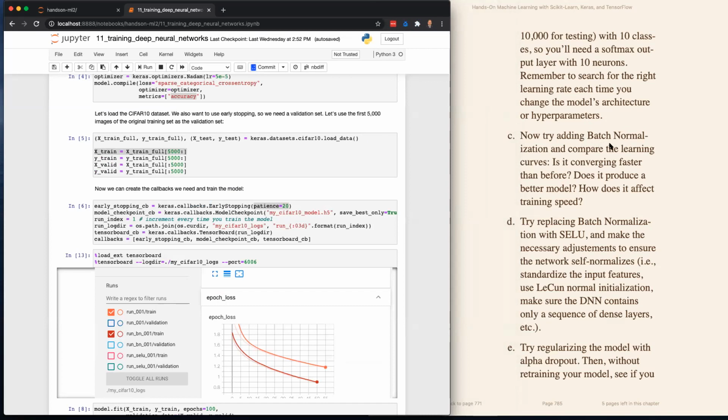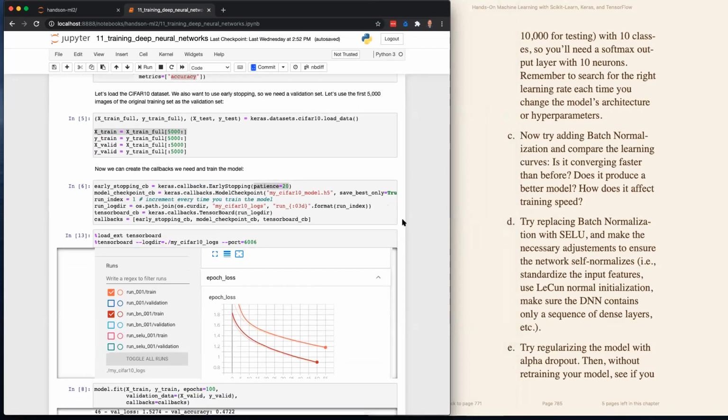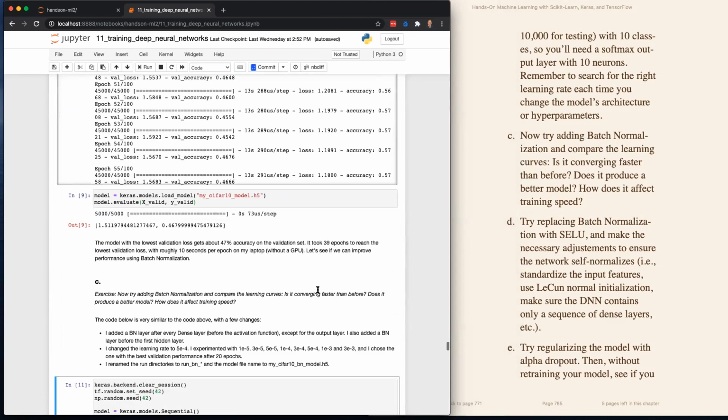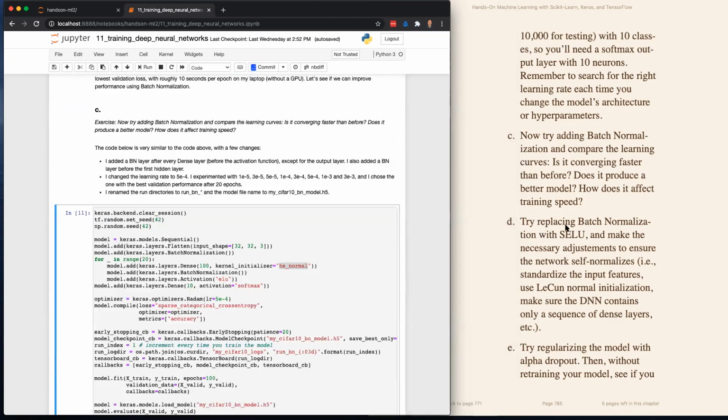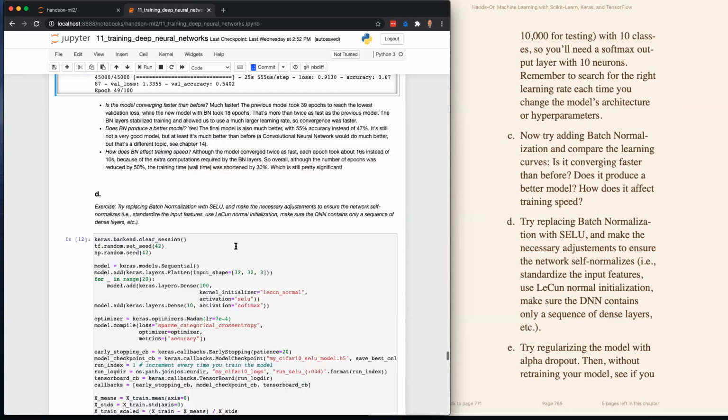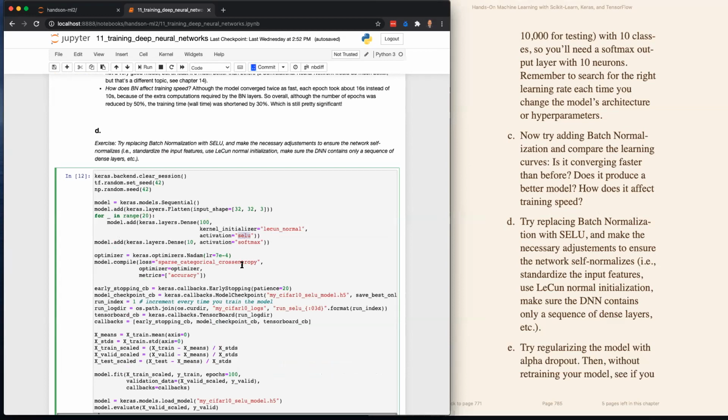C is adding batch norm, which we did. Now, the third part he wants us to do is try replacing batch normalization with the SELU and make the necessary adjustment to ensure the network self-normalizes. That is, standardize the input features using LeCun. Okay, so that was C, which we have already seen. D: instead of ReLU, we're going to use SELU. And I think he is using the optimizer Nadam. And again, he tried different learning rates, and this is the best he came up with.